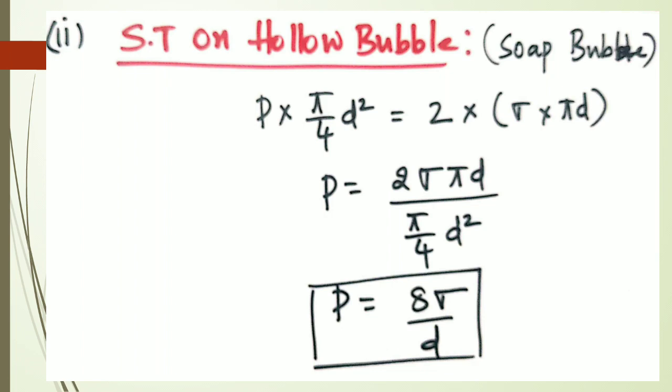So again, for a soap bubble the same relation applies, that is pressure into area. That is because it is hollow, so 2 times the circumference into the area it will come. Hollow bubble it is. So 2 times the circumference into the diameter, that is the area. Pressure can be written as 8 sigma divided by d. Same thing: a decrease in the diameter increases the pressure intensity inside the droplet.